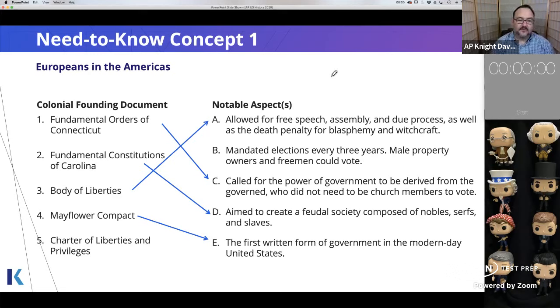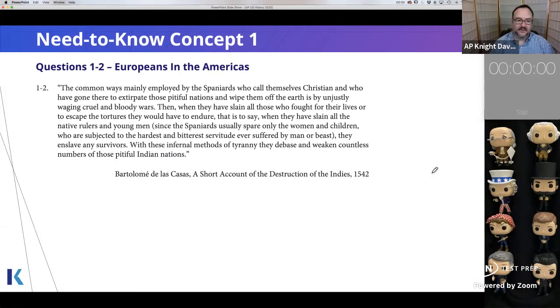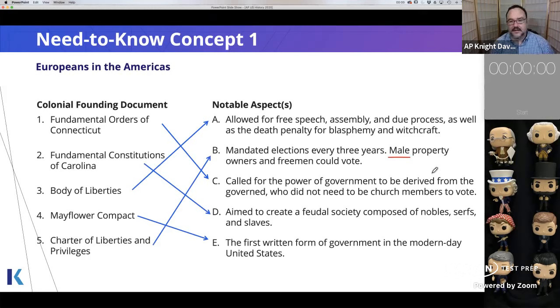And then the last one, the Charter of Liberties. This is different than the Body of Liberties. We now have the Charter of Liberties and Privileges. This is going to include mandatory elections, and male property owners and freemen could vote. This is pretty normal for a lot of those things, the whole male part. And freemen could also vote.